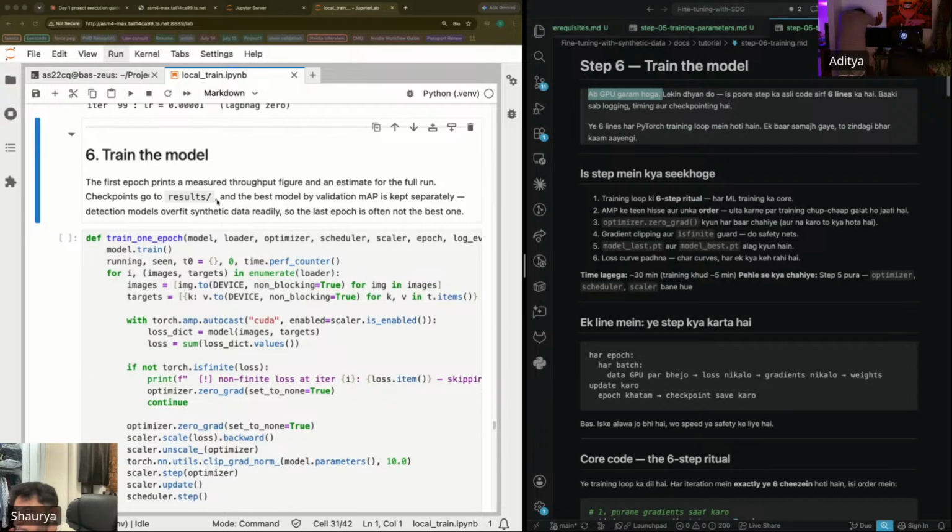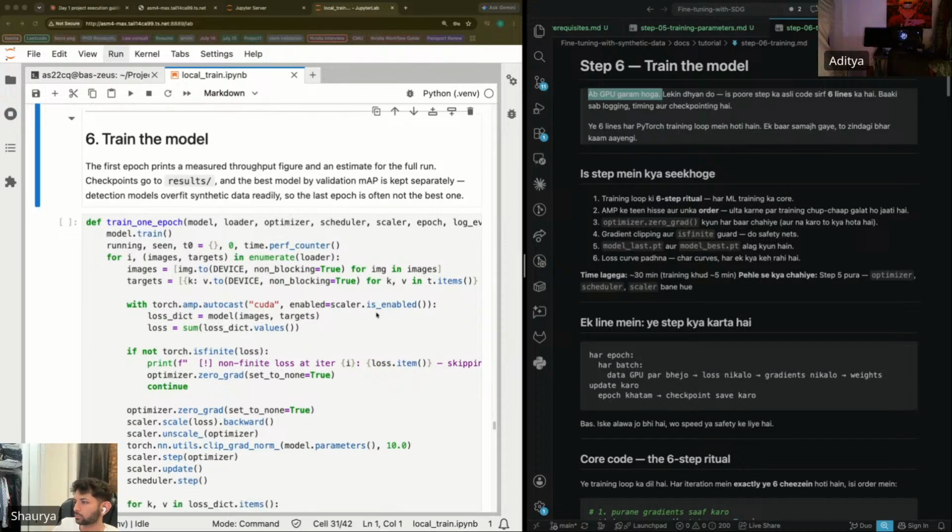The first epoch prints a measured throughput figure and an estimate for the full run. Checkpoints go to the results, and the best model by validation (MAP) is kept separately. Detection models overfit synthetic data readily, so the last epoch is often not the best one.